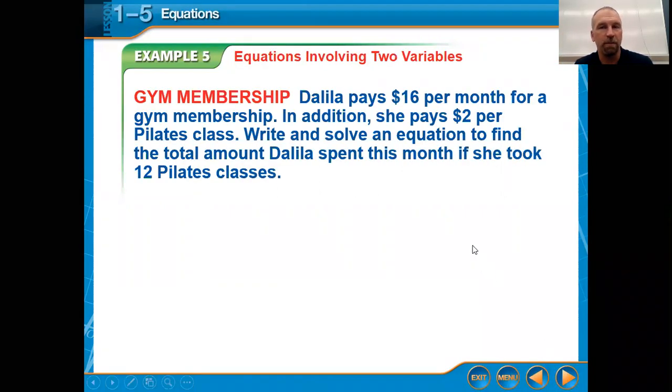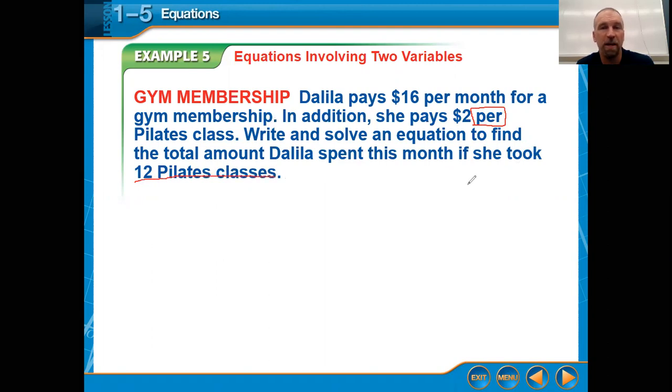So we have some word problems. The word problems are going to make us write equations. So Delilah pays $16 per month for a gym membership. No matter what, 16 bucks a month. In addition, she pays $2 per Pilates class. $2 per Pilates class. That means each. Write and solve an equation to find the total amount Delilah spent this month if she took 12 Pilates classes.